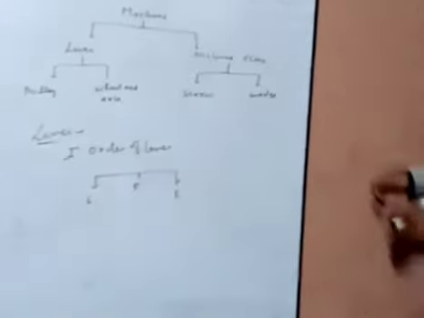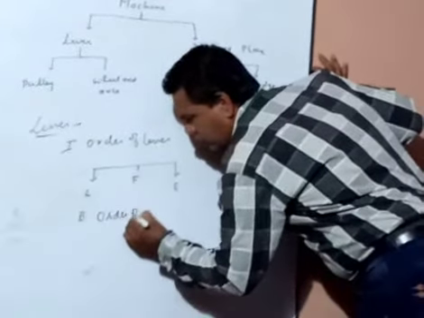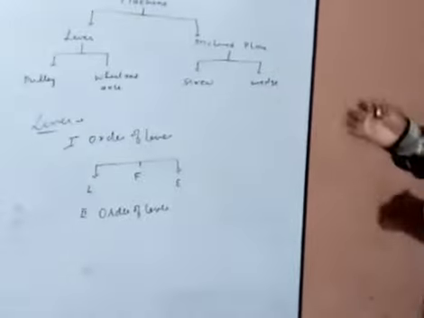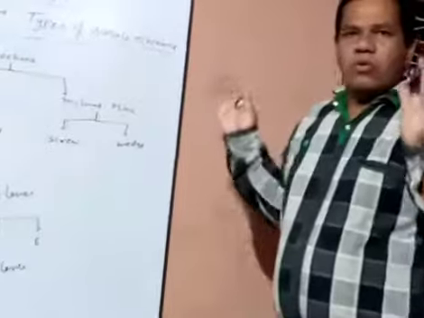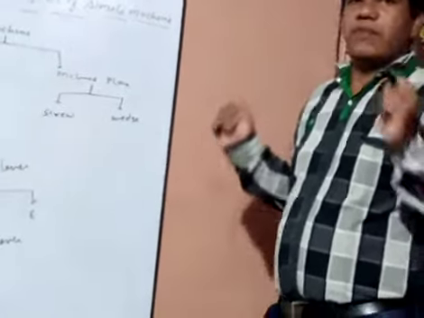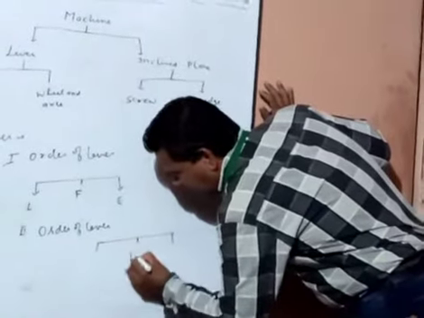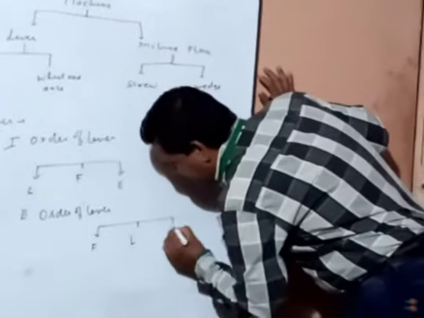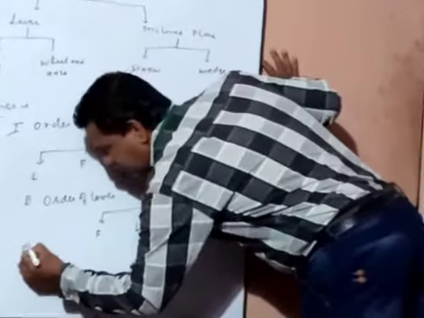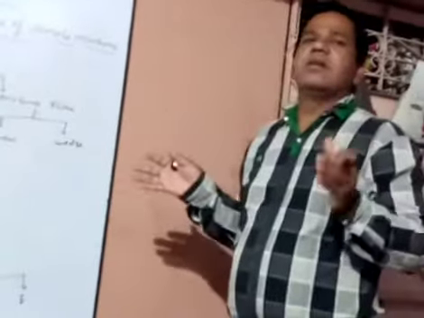Second order of lever. In second order of lever, load is situated between fulcrum and effort, like this. Here load, here fulcrum, here effort. Third order of lever, effort is situated in between fulcrum and load, like this.